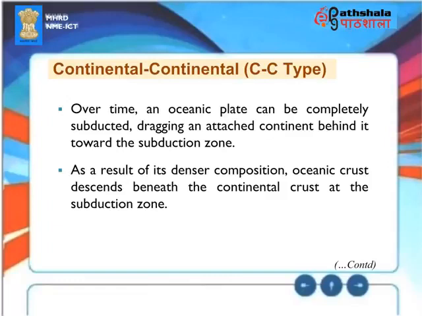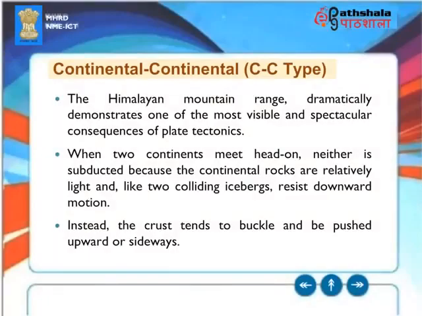As the result of its denser composition, oceanic crust descends beneath the continental crust at the subduction zone. The Himalayan mountain range dramatically demonstrates one of the most visible and spectacular consequences of plate tectonics. When two continents meet head on, neither is subducted because the continental rocks are relatively light and, like two colliding icebergs, resist downward motion. Instead, the crust tends to buckle and be pushed upward or sideways.